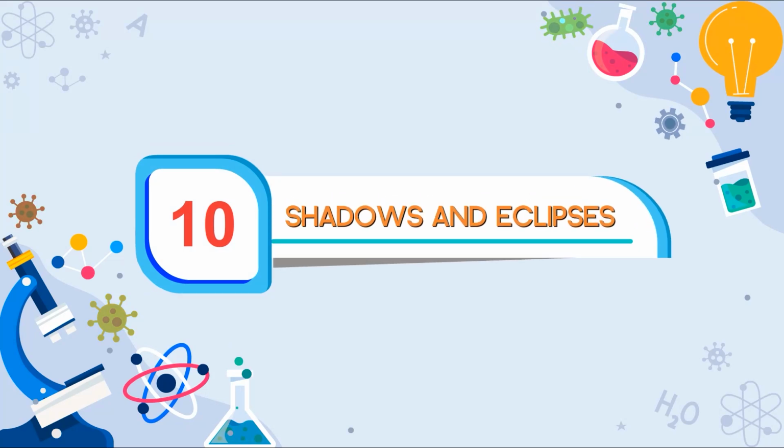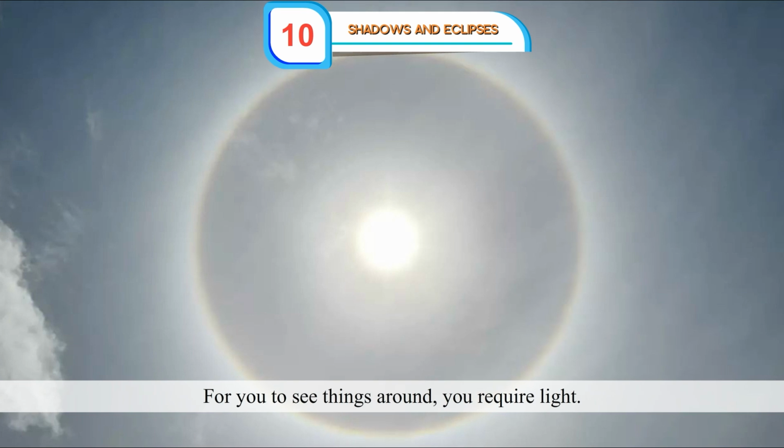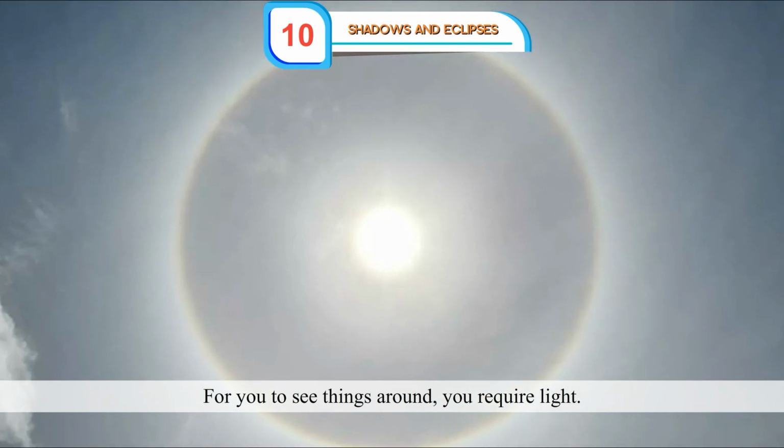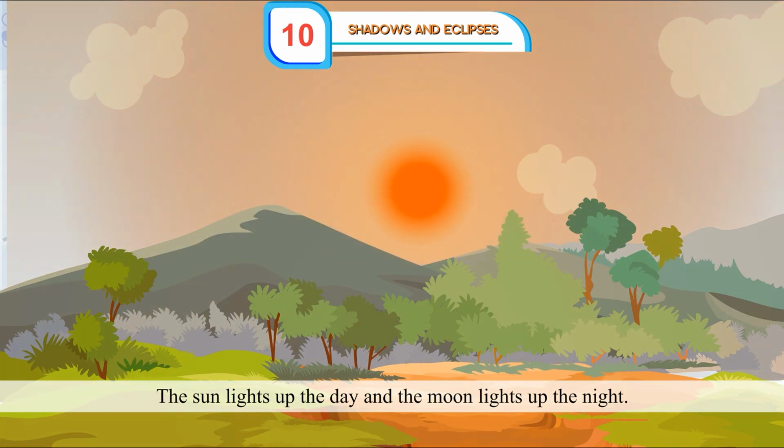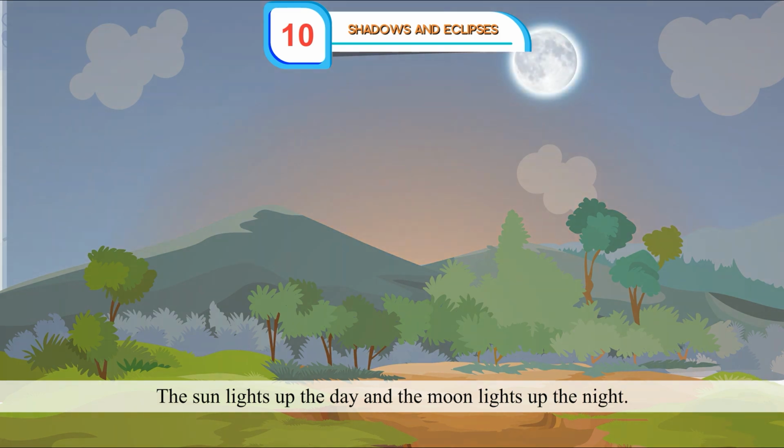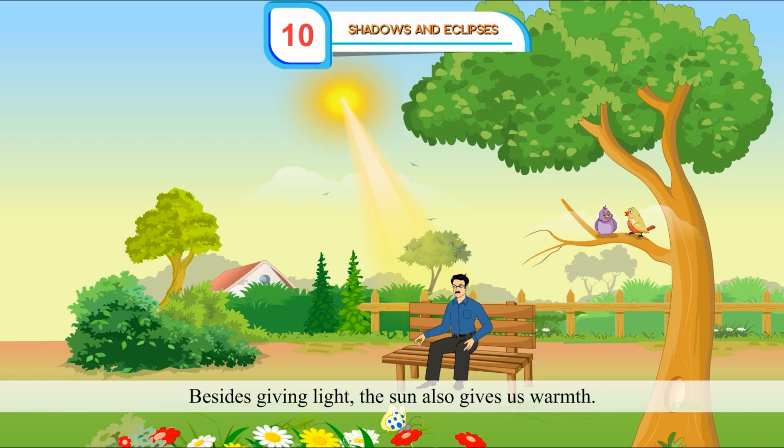Chapter 10: Shadows and Eclipses. For you to see things around, you require light. The sun lights up the day, and the moon lights up the night. Besides giving light, the sun also gives us warmth.